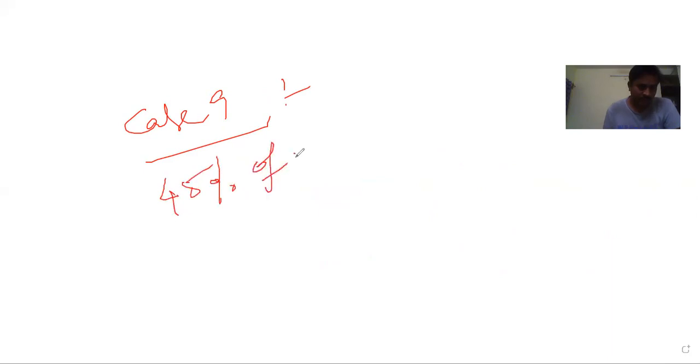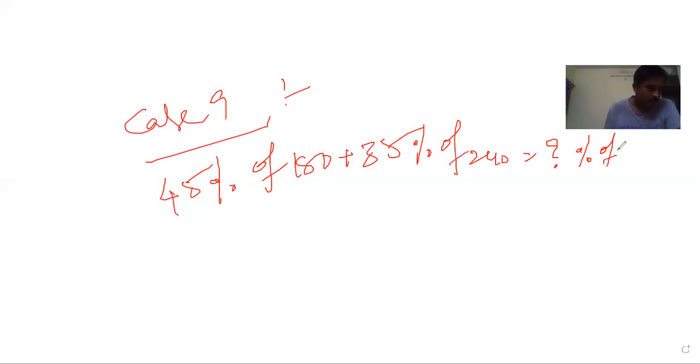Case 9. In this case 9 we find percentage values. 45% of 180 plus 35% of 240 equal to question mark percentage of 825.